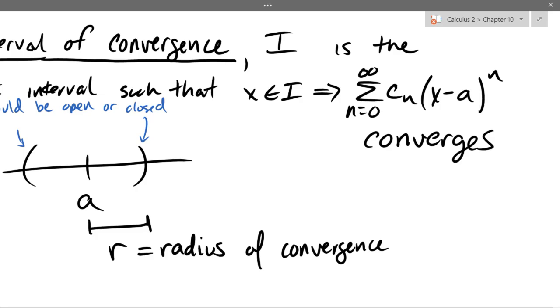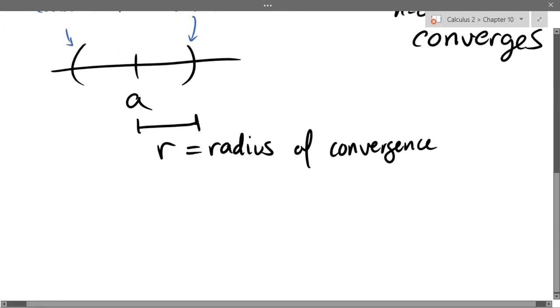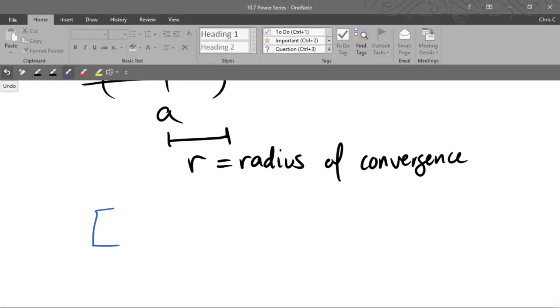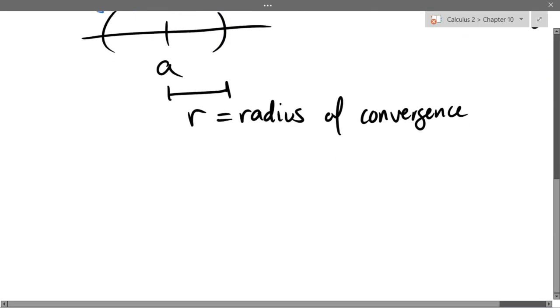Now, I could write out possible intervals. Maybe I'll do that right now while we have this nice pretty picture up here. So your possible intervals are going to be, I like to think of them centered at a and with a radius r. So what are the possibilities if it's open or closed? Let's just abuse notation and write these, meaning it can go either way, instead of writing out the four different possibilities. So in math, we call this abusing notation. It doesn't really make sense, but we know what it means. So we're going to have our left endpoint is a minus r, and our right endpoint is a plus r.